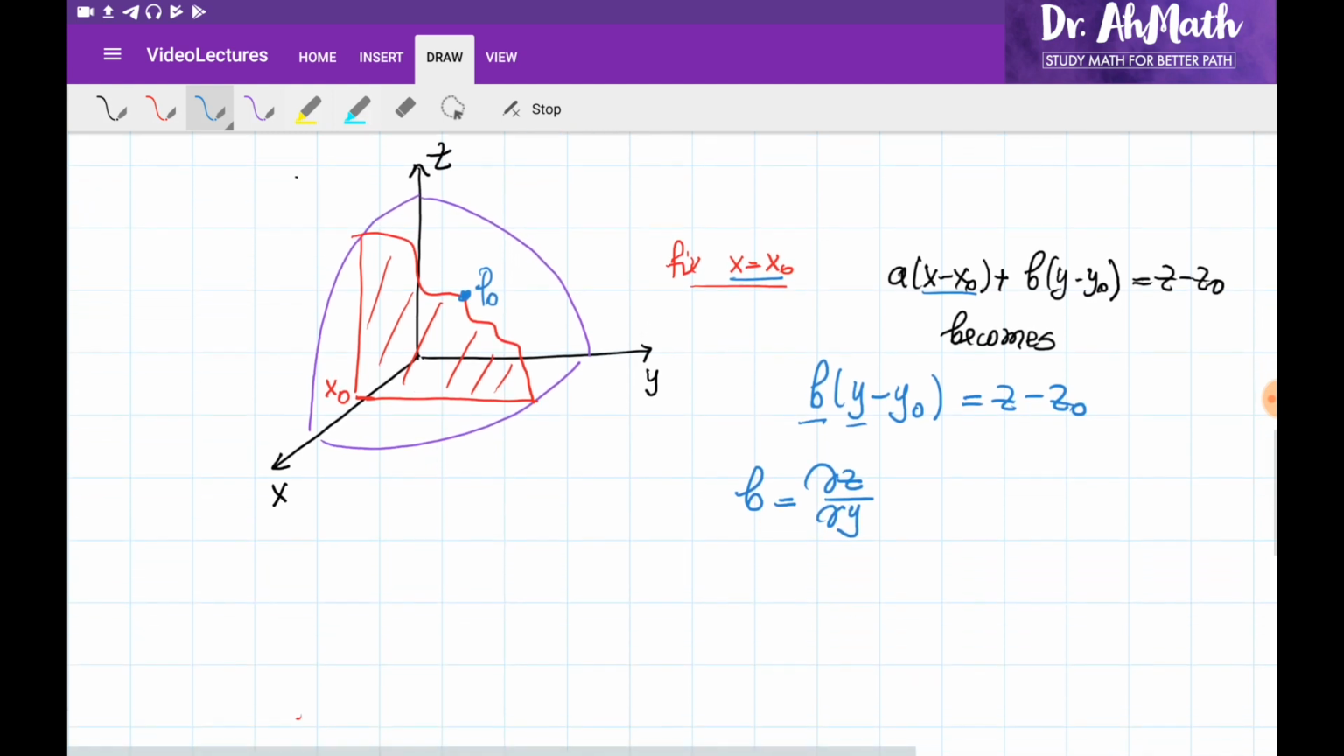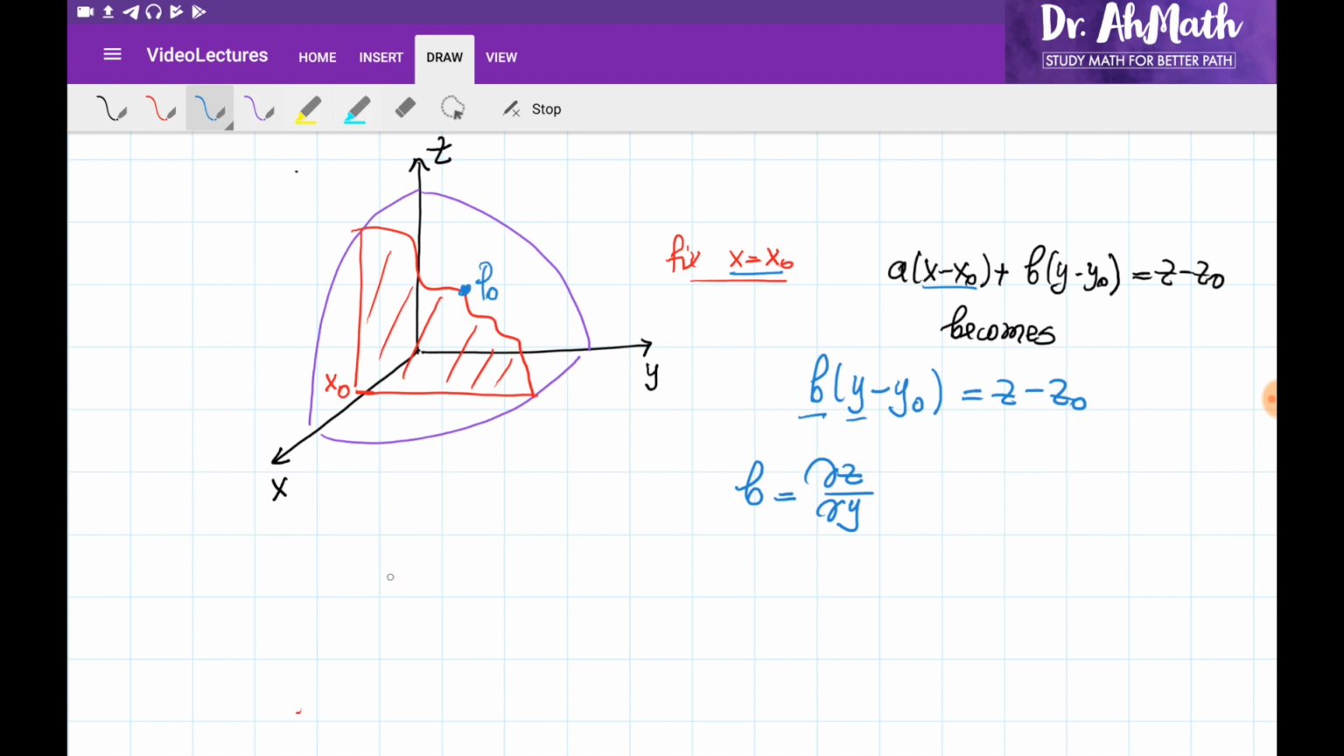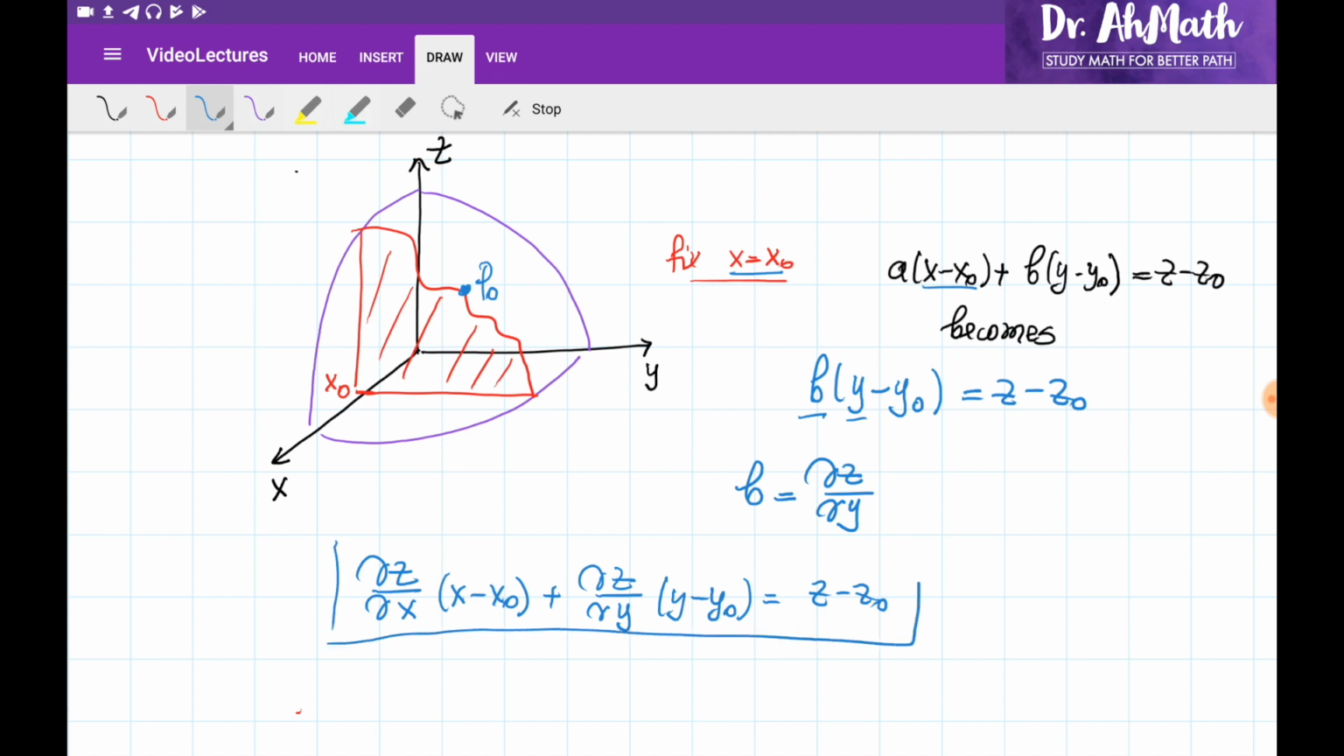So if I substitute a and b, we can obtain the equation of the plane in this form. The partial derivative of z with respect to x multiplied by (x minus x0) plus the partial derivative of z with respect to y multiplied by (y minus y0) is equal to z minus z0, is the equation of the plane at the point P0 with the coordinates x0, y0, and z0. So if we're basically given the surface with the equation z equal to f of x and y, and the point with the coordinates, we can obtain the equation of the plane using this equation.